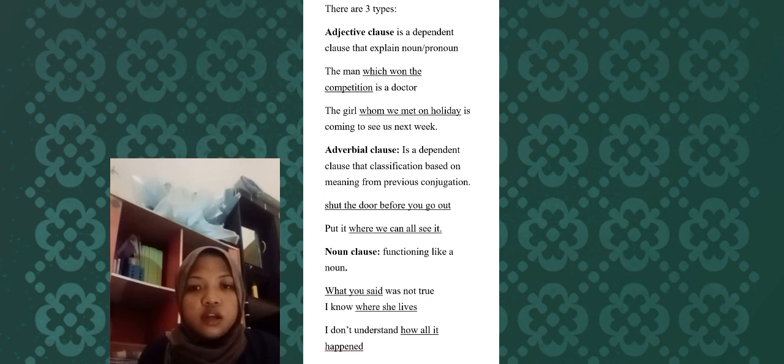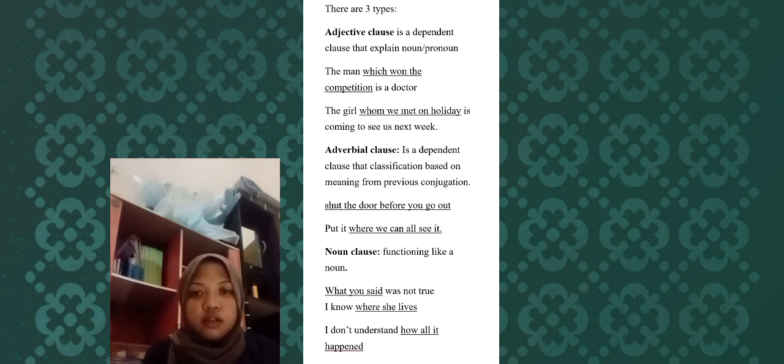There are three types of clauses. An adjective clause is a dependent clause that explains a noun or pronoun. "The man who won the competition is a doctor." In this sentence, the adjective clause is "who won the competition." "The girl whom we met on holiday is coming to see us next week." Here the adjective clause is "whom we met on holiday."